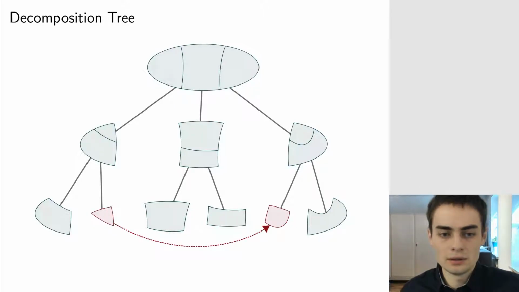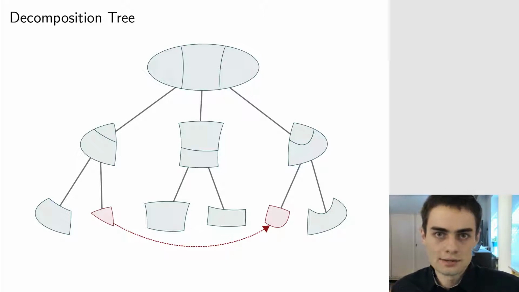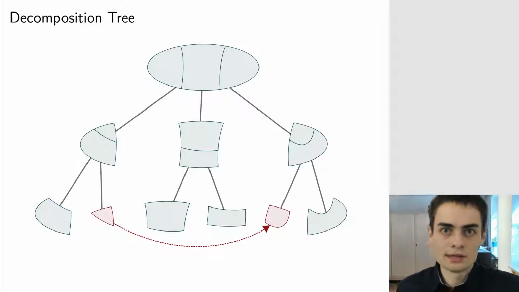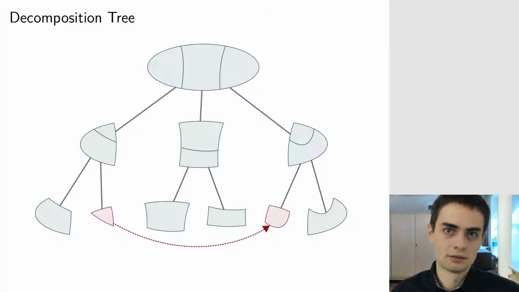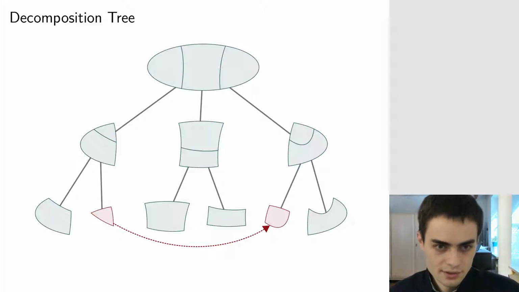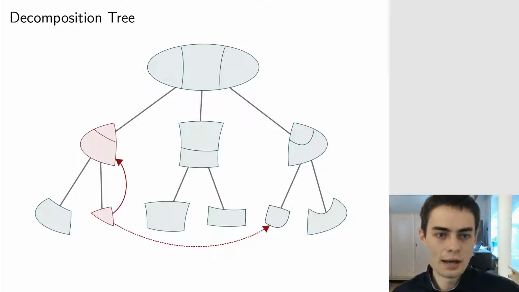That means that if we want to route from one node to another, we can identify two clusters in this tree as the source and the target. So now let's imagine that we want to route from the source to this target. We do this by going up the tree.